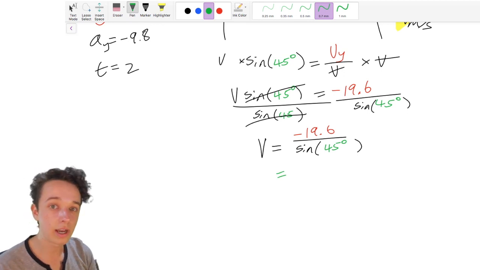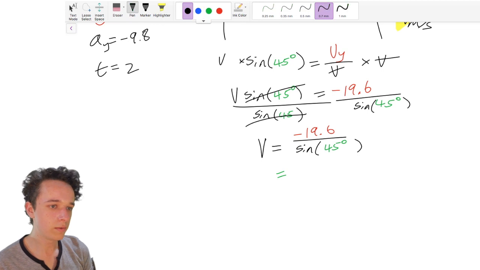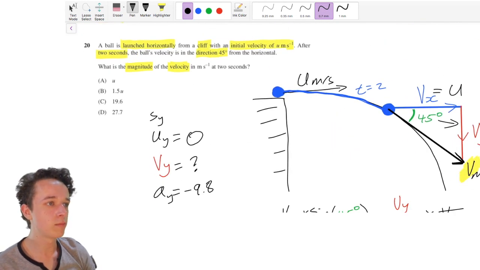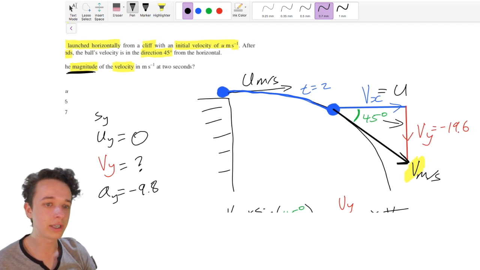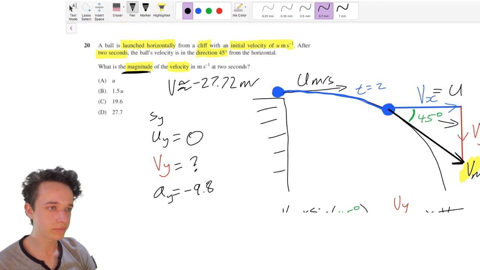If you put this in a calculator, you'll find that it is equal to negative 27.72 meters per second. Now let's remember the question was asking what is the magnitude of the velocity of the projectile at t equals 2 seconds. Well, we got the answer V is approximately equal to negative 27.72 meters per second.